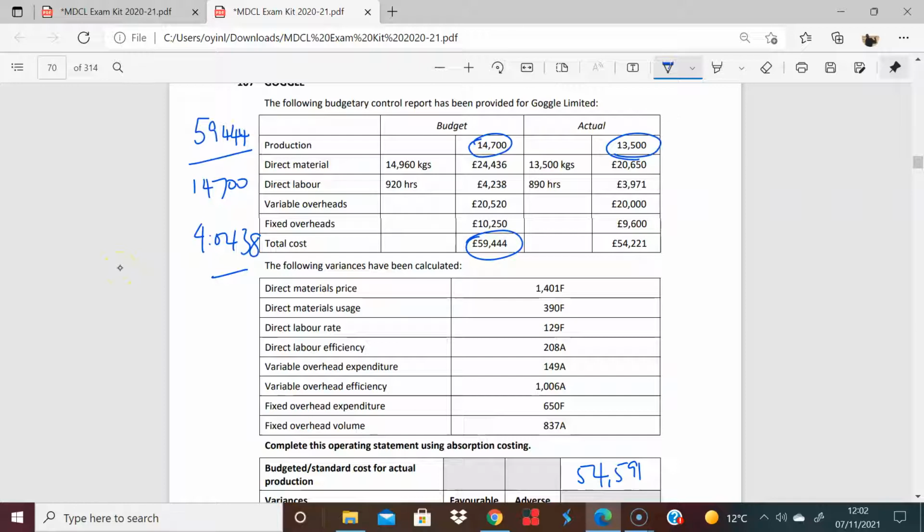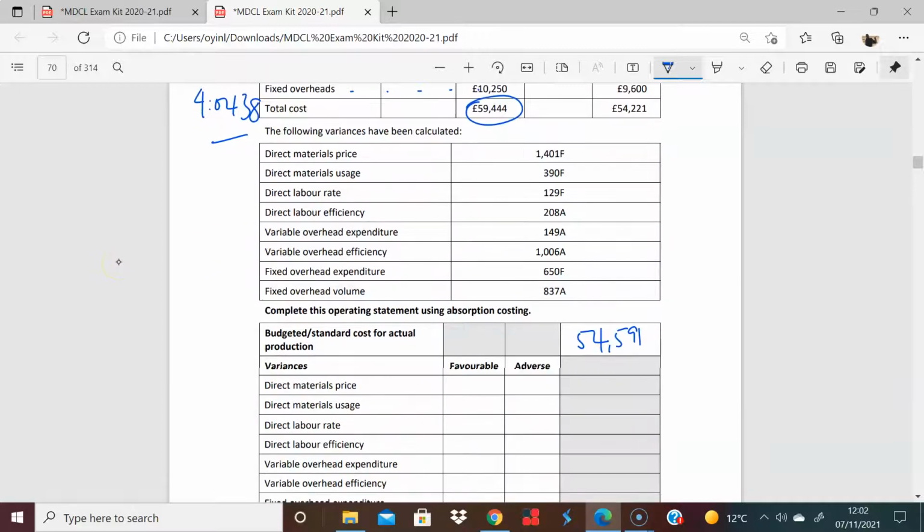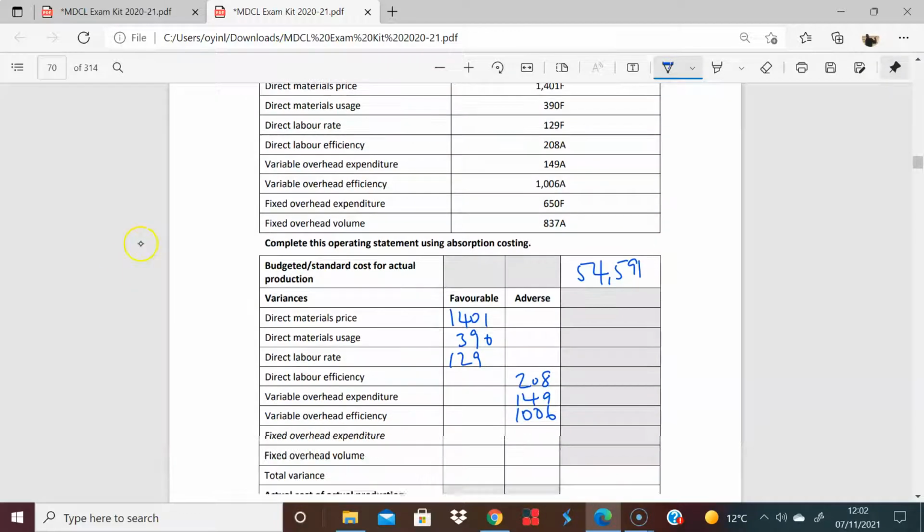When you come to the marginal, we ignore the fixed cost because we do not absorb fixed cost using marginal costing. And then you literally bang in all the variances, because they've literally done it for you. They just want you to prepare the statements to show your understanding. And you can see that's all I'm doing here: 1006, 650, and 837.